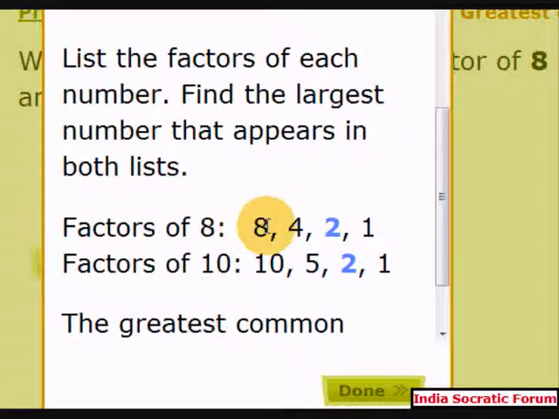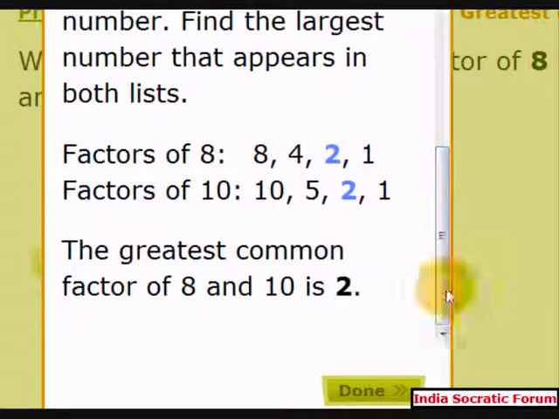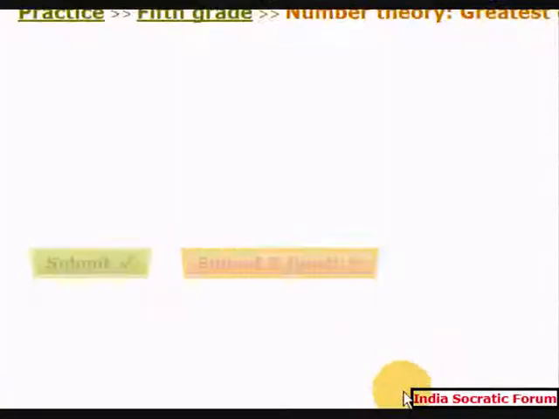Factors of 8 are 8, 4, 2 and 1, right? Factors of 10: 10, 5, 2 and 1. The greatest common factor of 8 and 10 is 2. Nothing else is common. 1 is common, but beyond 2, nothing is common. So, GCF or greatest common factor is 2.